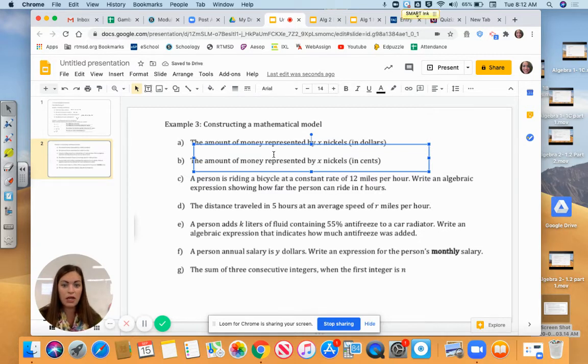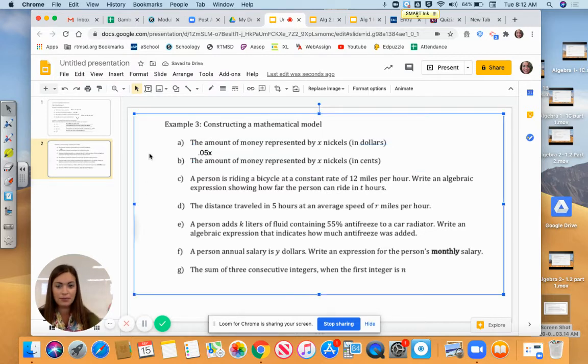So the amount of money represented by X nickels in dollars. Okay, so a nickel is 5 cents, but in dollars, a nickel represents 0.05, like that. So if we wanted to know how much money we had in nickels, we would take 0.05 and multiply it by how many nickels we have, which represents X in this case. So that would be 0.05X.